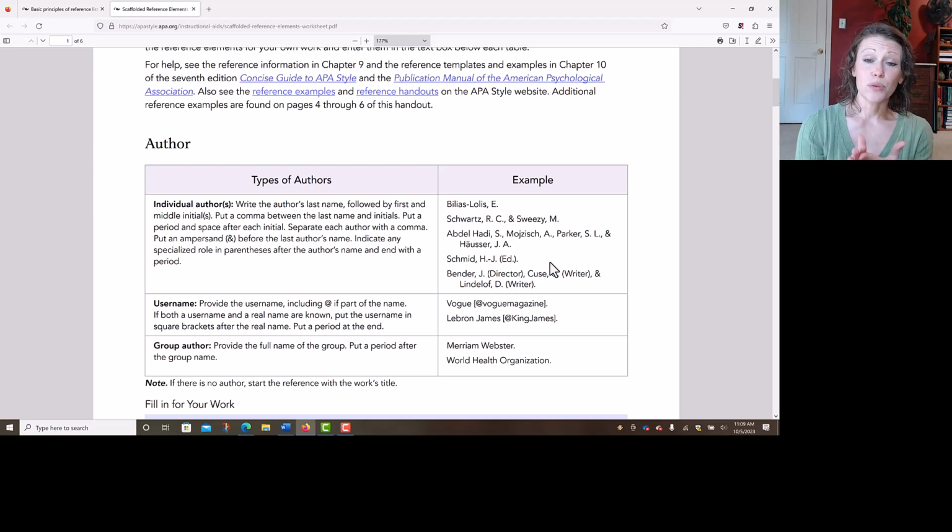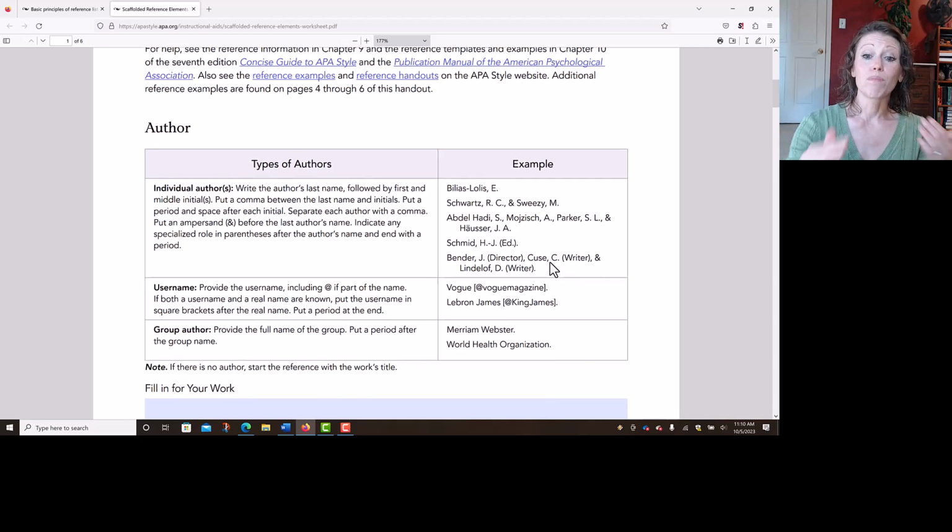If you have 2, you do the first one like that. You use the ampersand, which is shift 7. And then you do the second one, and unlike MLA, you write this second author exactly the same way that you did the first. So it's still last name, comma, first initial, or first initial, space, middle initial, period.